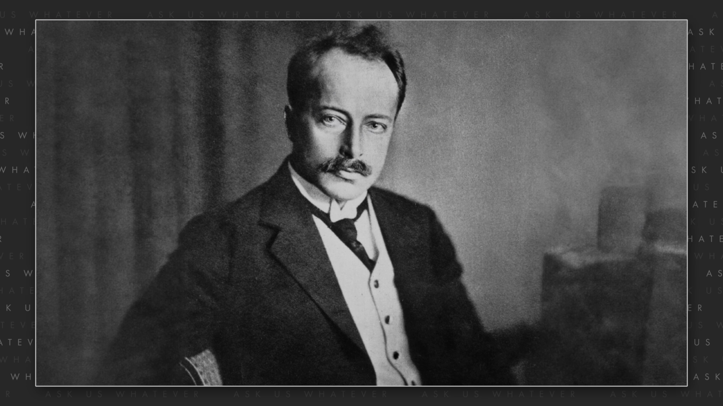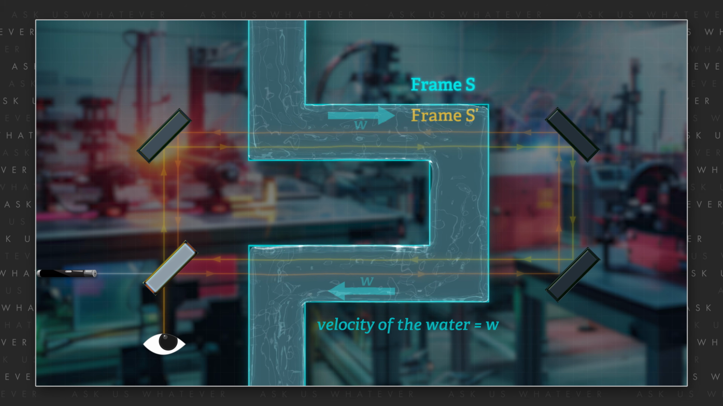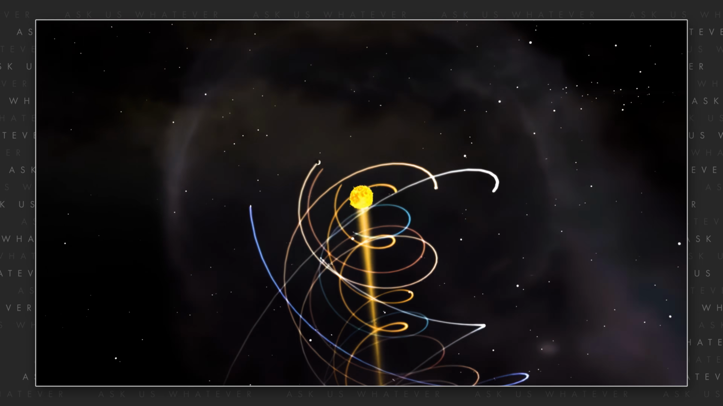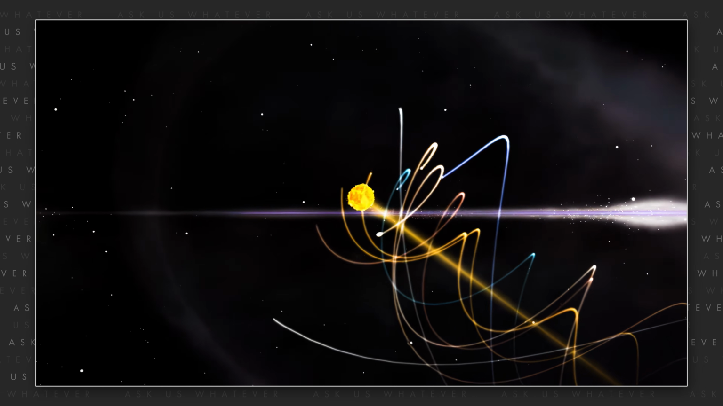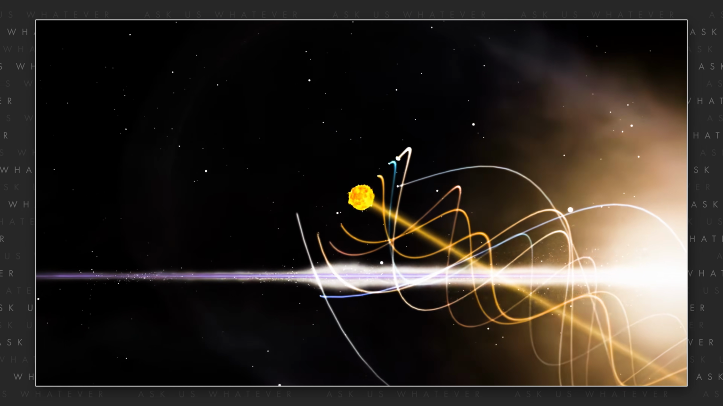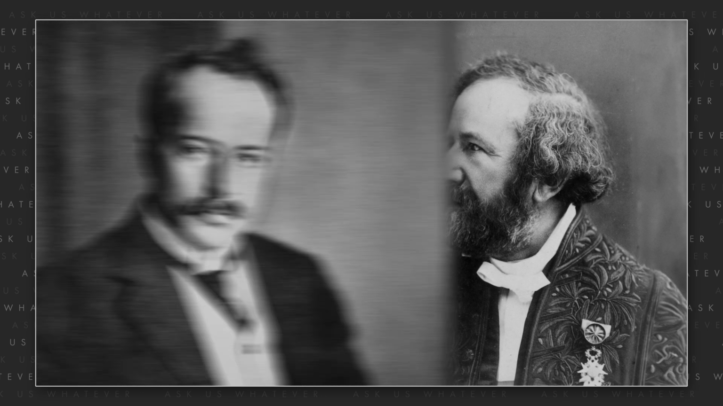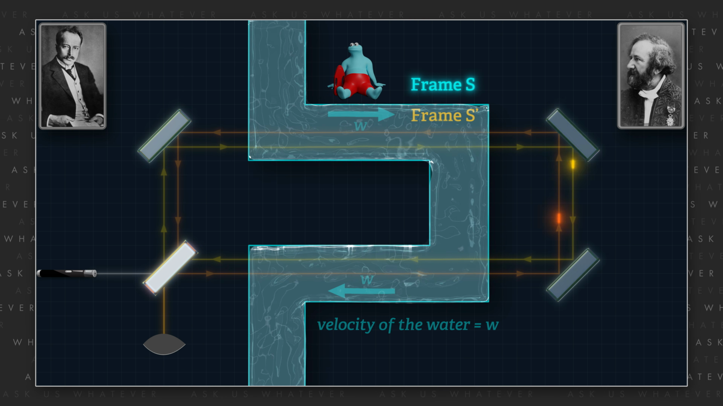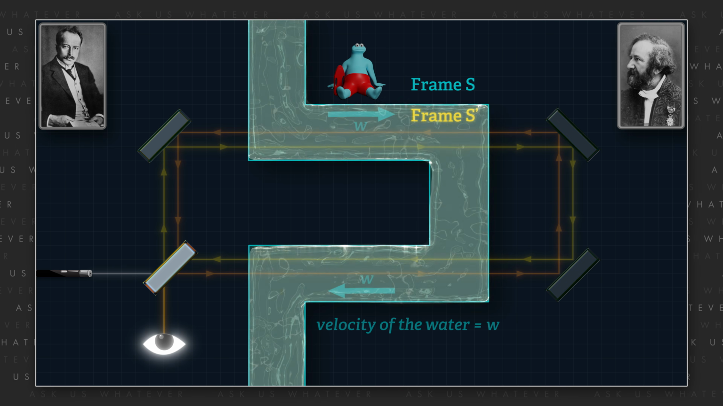Von Laue instead chose to consider Fizeau's laboratory as being stationary, even though it resides on the Earth, which we know rotates every 24 hours, whizzes around the Sun at 30,000 meters per second, and moves together with the Sun through the universe. Nevertheless, we'll go along with von Laue for now and assume that Fizeau's Earth-based laboratory represents stationary frame S, and that the moving water in Fizeau's experiment will be reference frame S'.